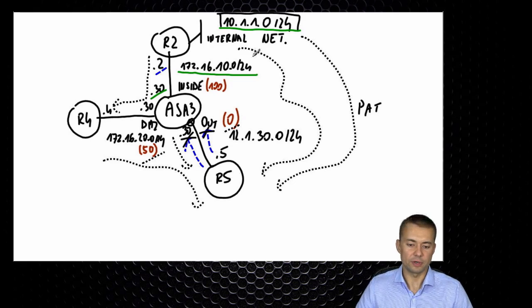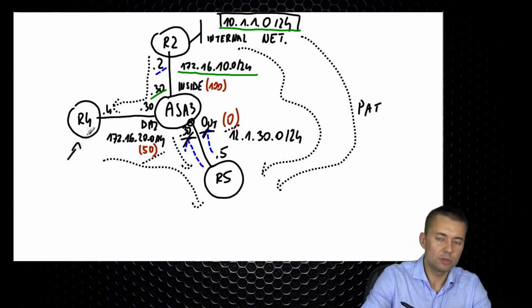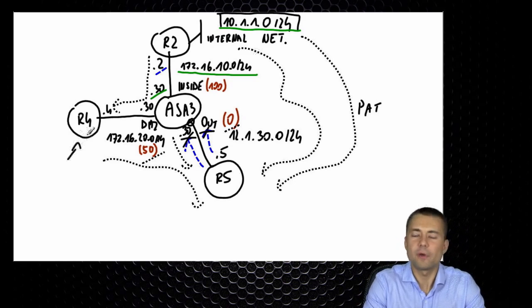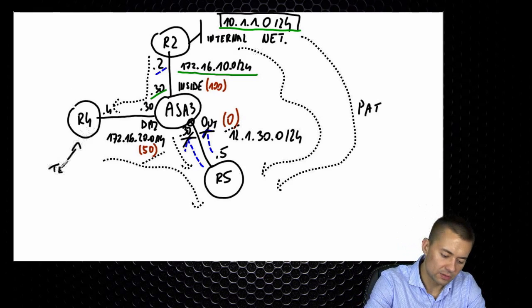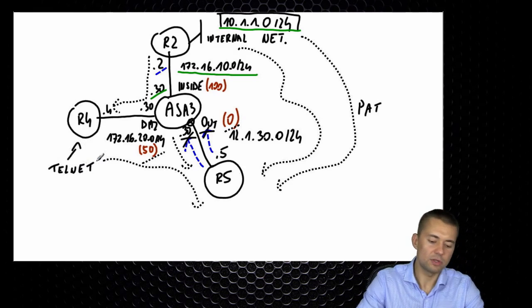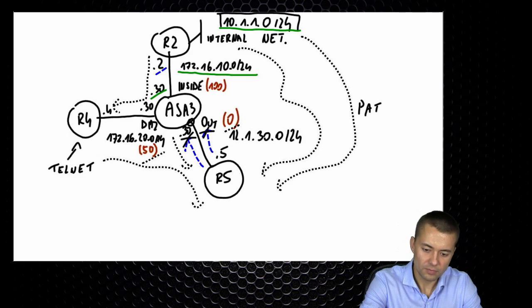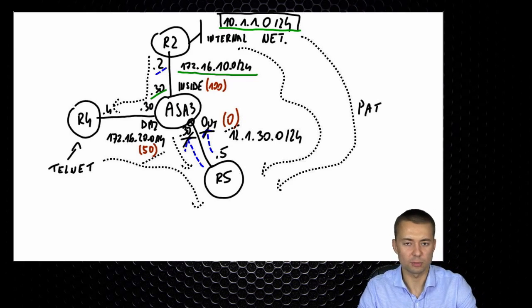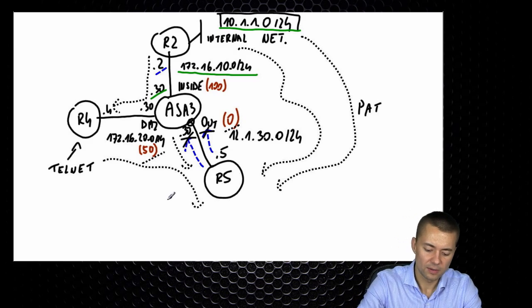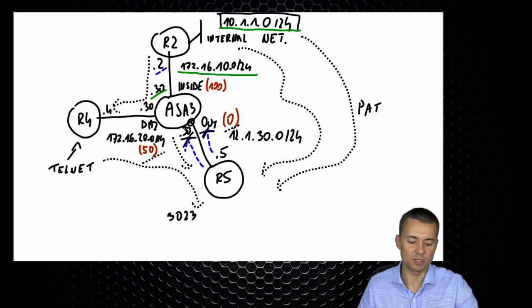Okay, another thing that I want to do here is that I want to be able to access router 4 from the outside using Telnet. So I want to get to router 4's command line from the outside, and I want to use a public address to access this device. So it's going to be another translation that I will be showing you. But the devices on the outside will be connecting to a non-Telnet port, something other than 23, like let's say 3023. This is what those devices on the outside will be connecting to.